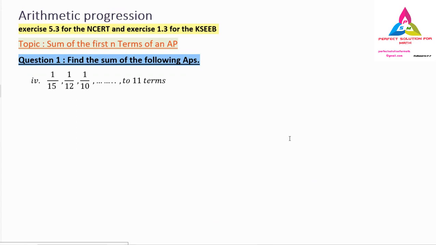Coming to the fourth main question. Again, this question is a little bit different. What is the change? Here we have the ratio 1 by 15, 1 by 12, 1 by 10, and so on to 11 terms. We have to find this. How to find this? We will follow a similar fashion to what we have done previously. The same thing we have to do over here, and calculate.